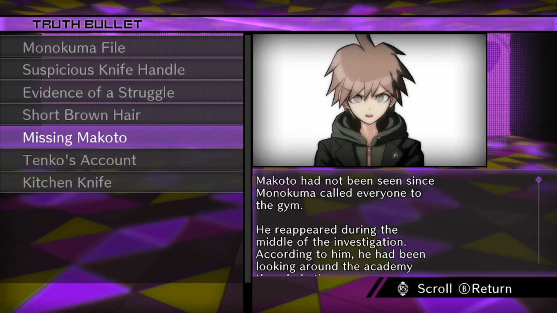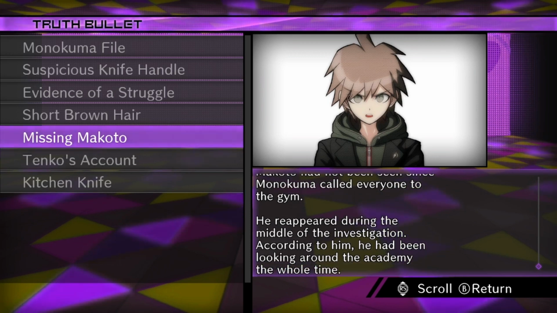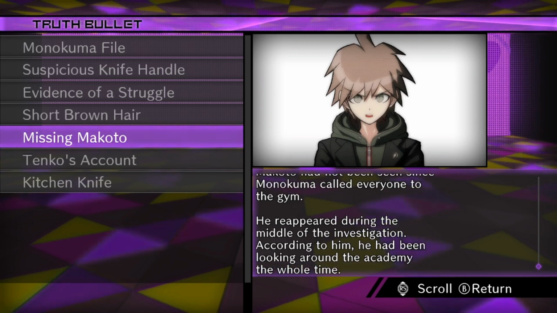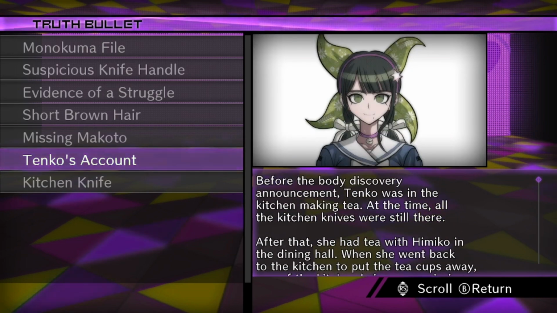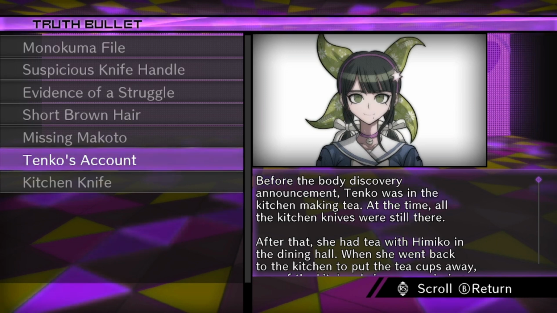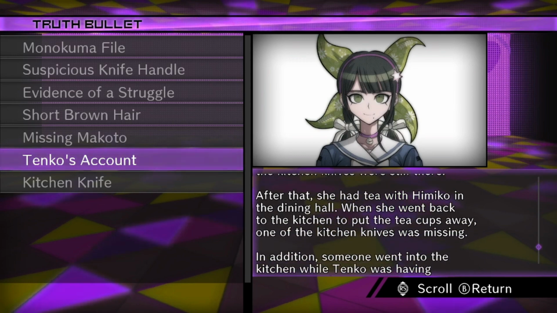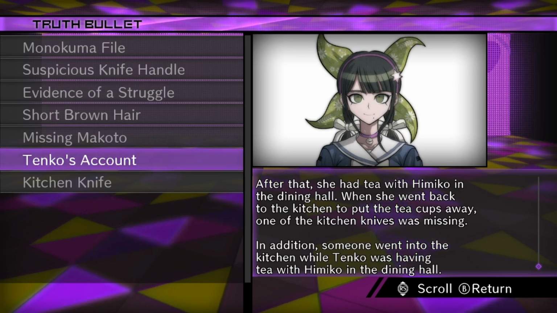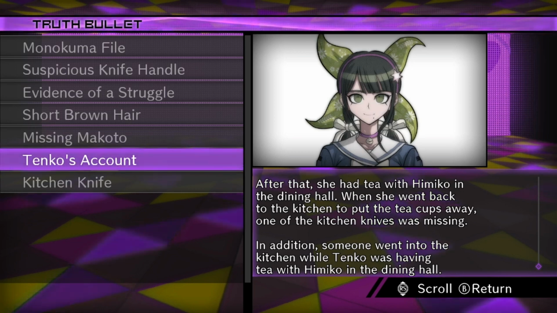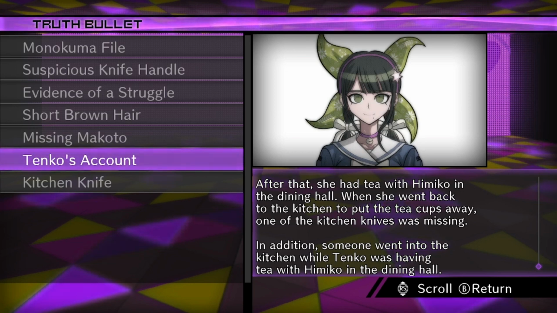Missing Makoto. Makoto had not been seen since Monokuma called everyone to the gym. He reappeared during the middle of the investigation. According to him, he had been looking around the academy the whole time. Tenko's account. Before the body discovery announcement, Tenko was in the kitchen making tea. At the time, all the kitchen knives were still there. After that, she had tea with Himiko in the dining hall. When she went back to the kitchen to put her teacups away, one of the knives was missing.